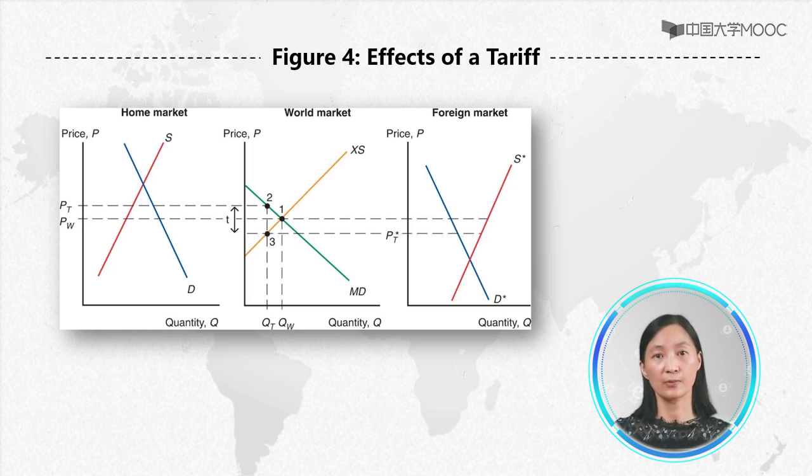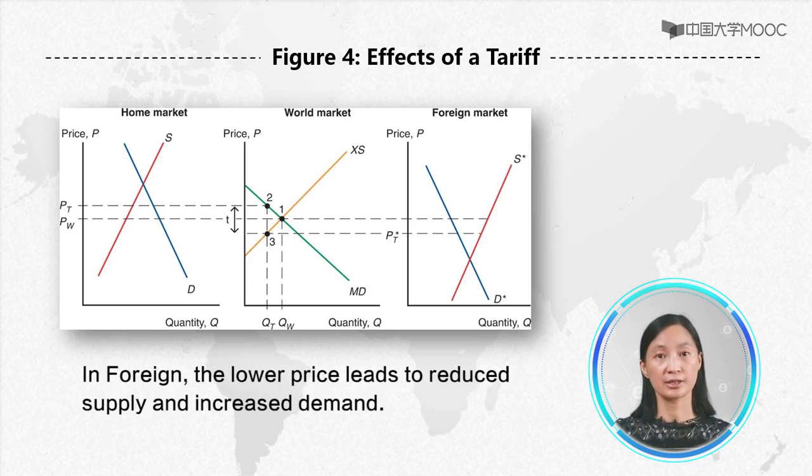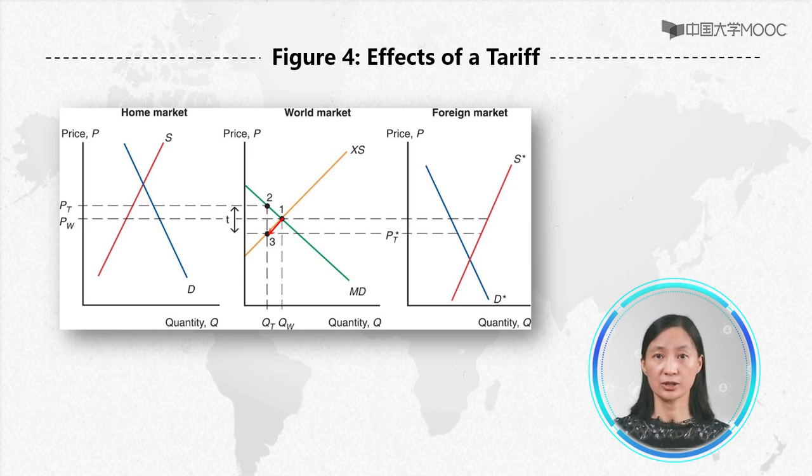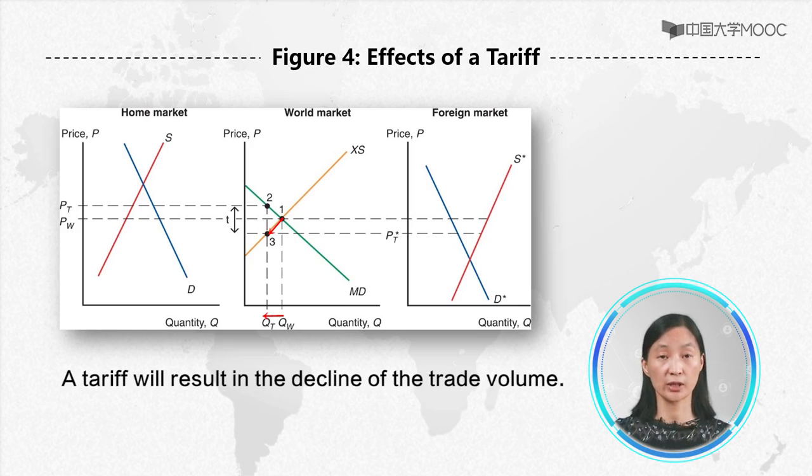In home, producers supply more at a higher price, while consumers demand less, so that fewer imports are demanded, as we can see in the move from point 1 to point 2 on the MD curve. In foreign, the lower price leads to reduced supply and increased demand, and thus a smaller export supply, as we can see in the move from point 1 to point 3 on the XS curve. Thus, the volume of wheat traded declines from QW, the free trade volume, to QT, the volume with a tariff. So we can see that a tariff will result in a decline of the trade volume.